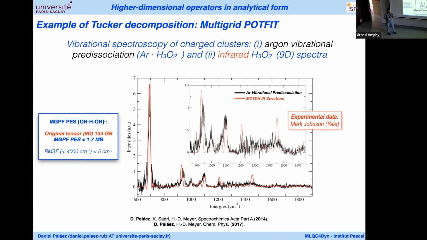So in principle, you assume you've got a very good signal. The black signal here is experimental data. These should correspond to the infrared spectrum of the species we are interested in. So what we did was to compute, first, our potential energy surface with the method I showed you before. The first thing to notice is that the original surface, if it had been expressed on a grid, would require 134 gigabytes. But after our reduction, we got a representation of 1.7 megabytes.